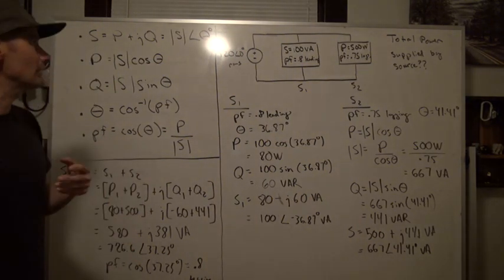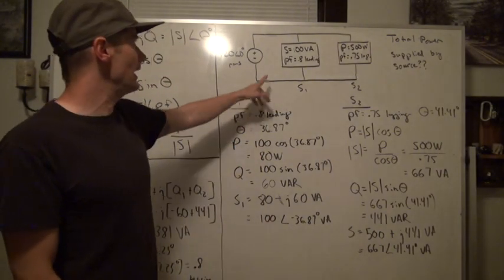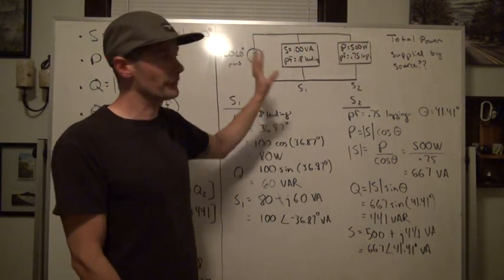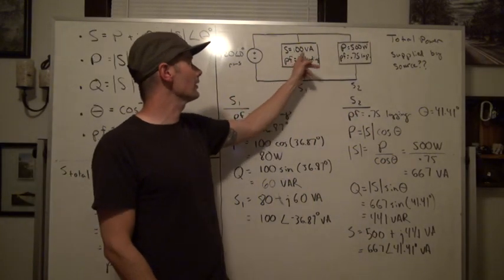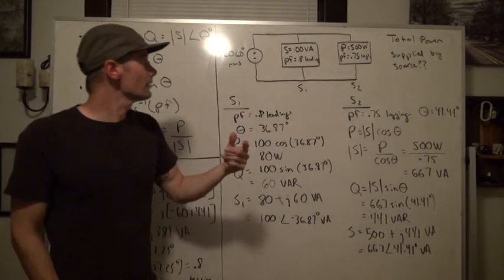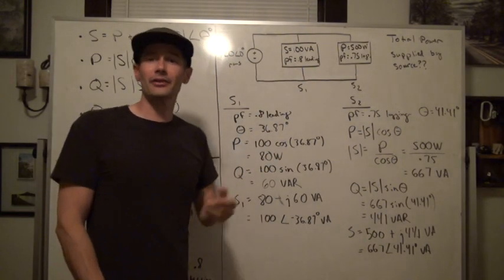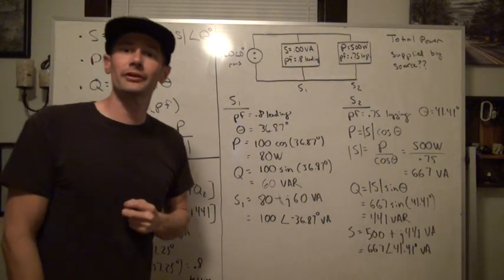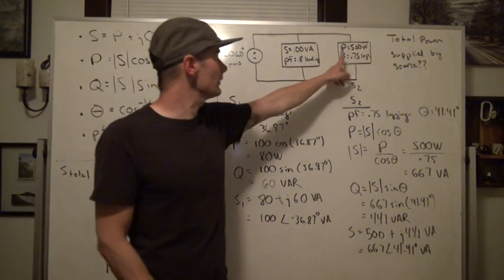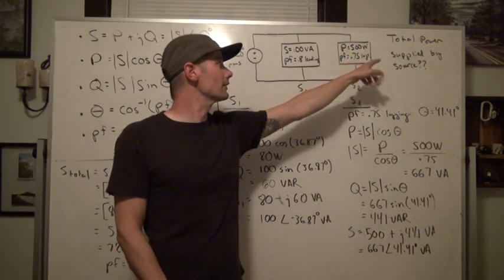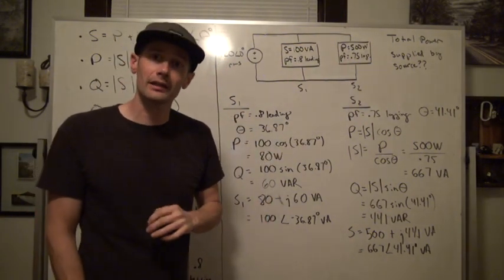So a typical question in a situation like this is we have two loads and a source. The first load, S1, says that the apparent power is 100 volt amperes with a power factor of 0.8 leading. When we say 0.8 leading, that means it's going to be mostly negative reactive power, or capacitive reactive power. Over here on the second load we have P equal to 500 watts with a power factor of 0.75 lagging, which means it's mostly inductive.